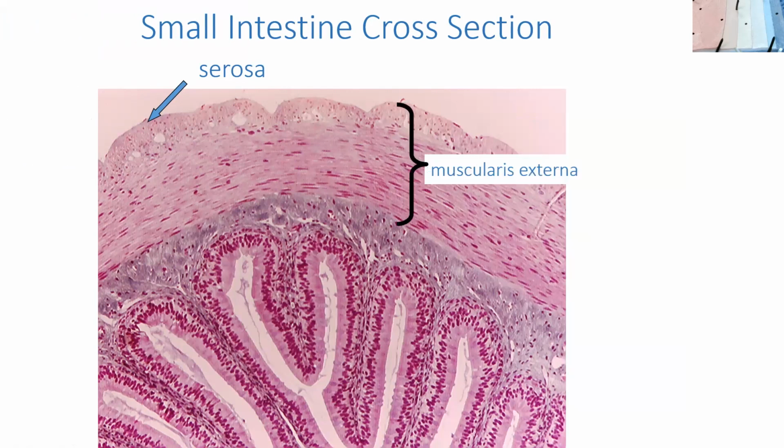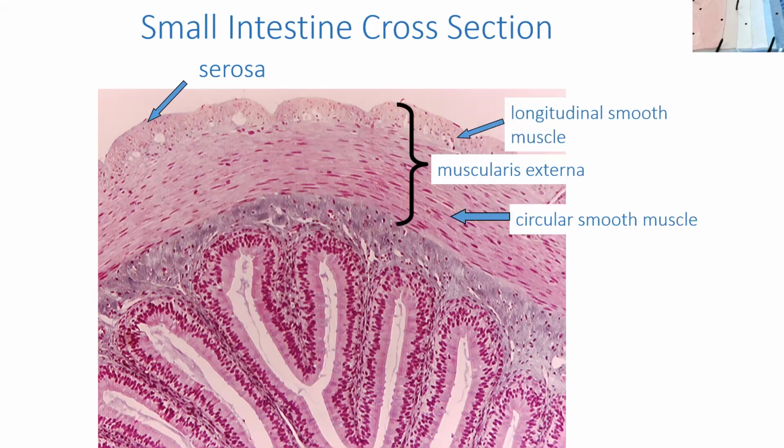And underneath the serous membrane, we have 2 layers of smooth muscle. We have a longitudinal layer, and we have a circular layer. The longitudinal layer runs lengthwise, and the circular layer runs in a ring around it. So we can squeeze the small intestine in two distinct directions so that we can push food and digested food all the way through.